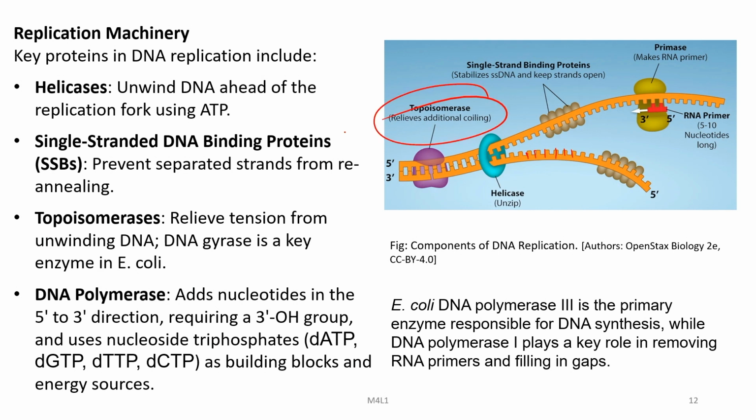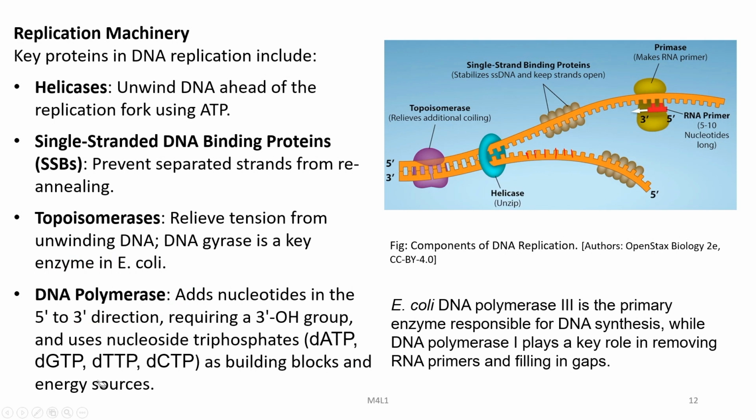Then we have certain enzymes known as topoisomerases. These relieve tension from unwinding because of supercoiling. The DNA molecule is very difficult to open, and since we are opening it up, tension is getting built up. So, to relieve that tension, the topoisomerase will be unwinding the DNA molecule. DNA gyrase is a key enzyme in E. coli in this case. Then we have other molecules like DNA polymerases, which do the polymerization work.